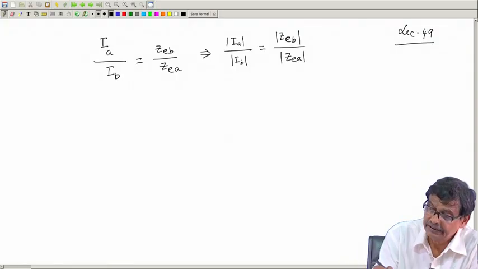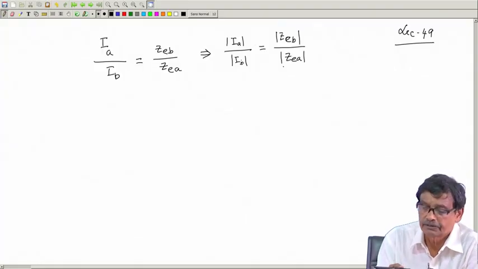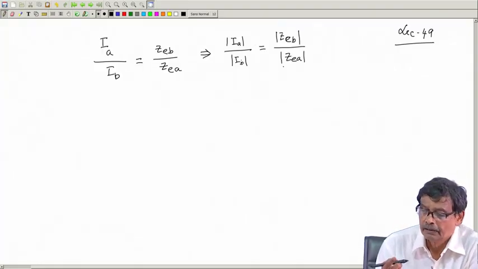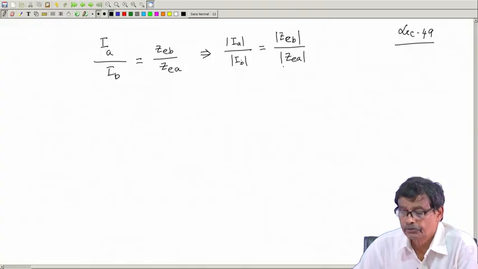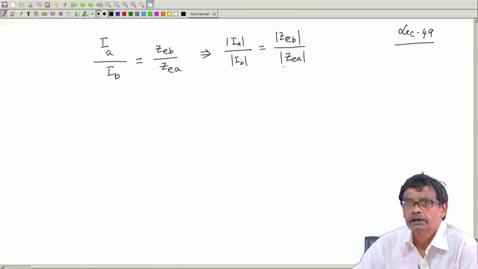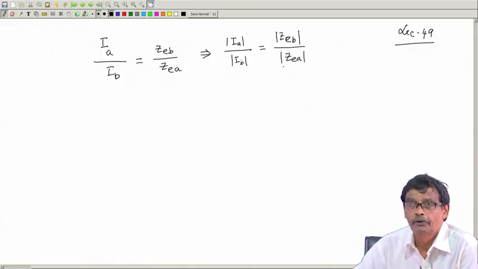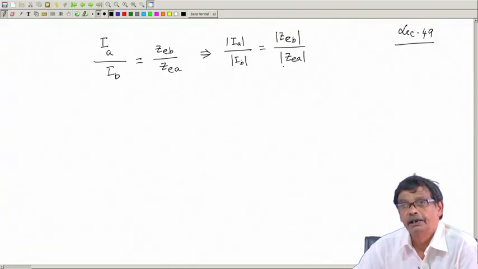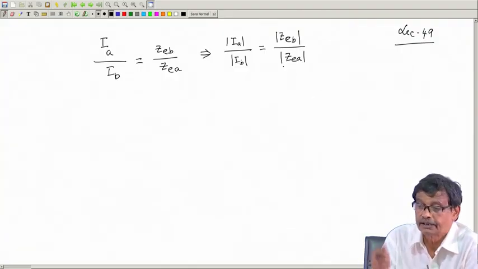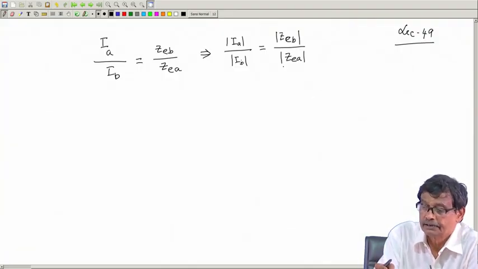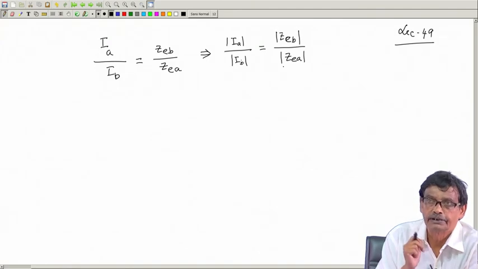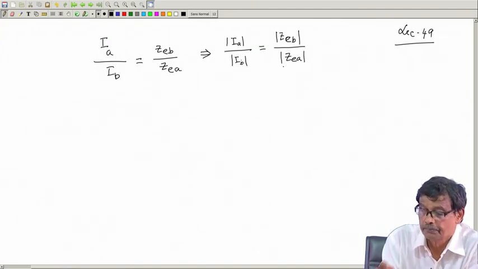This equation is very important. From this equation, we will also derive another condition for those two transformers A and B for better load sharing. And what is that condition? We can get that from this equation. That is why this equation is important.